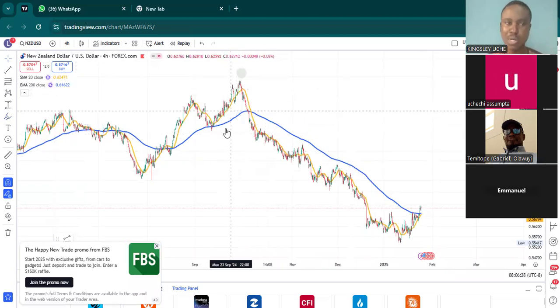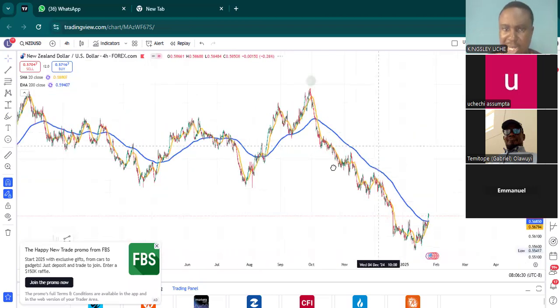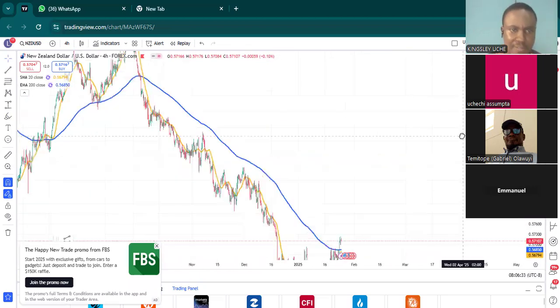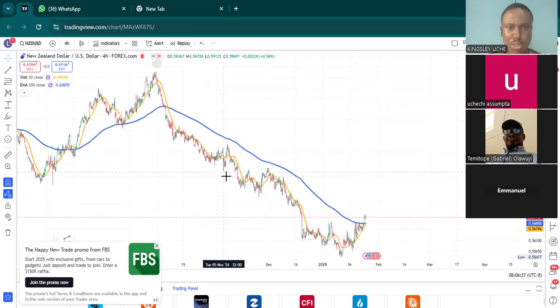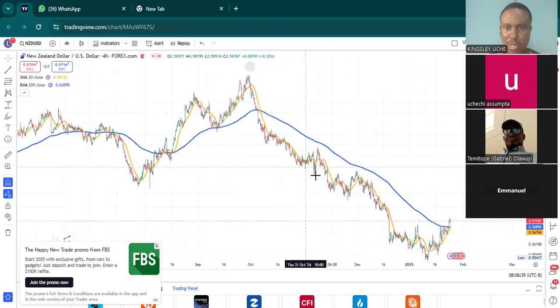Now we need to look for a lower low, right? And a lower low, if you look clearly, is also great here. So we can put a lower low at this level here. Okay, that's a lower low.